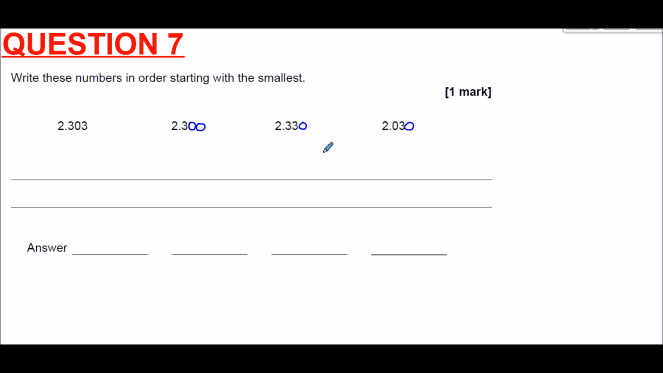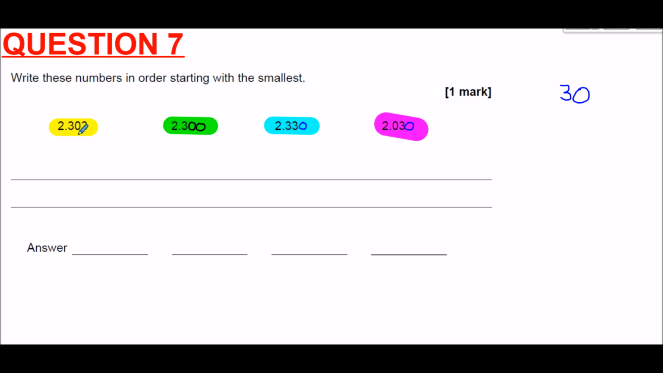So the whole number parts are 2 for each number. That doesn't help us. So now what we can do is just compare and rank the sizes of the decimal parts. And so if I just colour code these numbers first of all, what I'm going to do is just rank the decimal parts. So the smallest would actually be 030, which would just be 30. Next we've got 300, 303 and 330, as I say, just looking at the decimal parts.